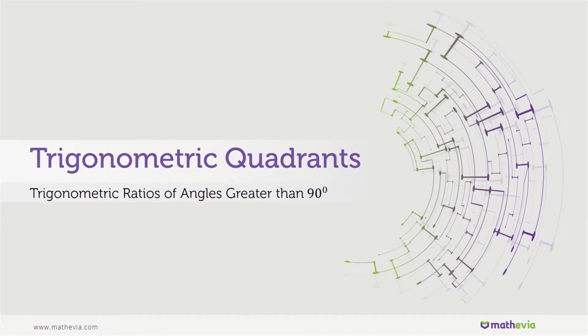Hi there, and welcome to this lesson. In this lesson, we'll be learning about trigonometric quadrants, okay? And under trigonometric quadrants, we'll be learning trigonometric ratios of angles greater than 90 degrees. Now, as the lesson progresses, anything you don't understand, be sure to get across to your tutor, who would be more than happy to help. And yes, let's jump right into the lesson.